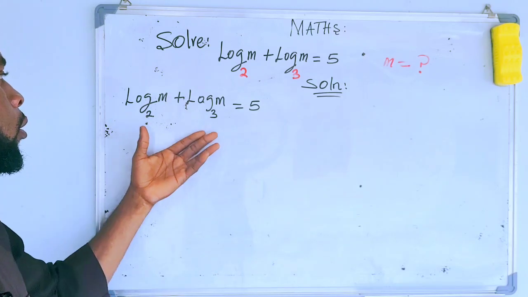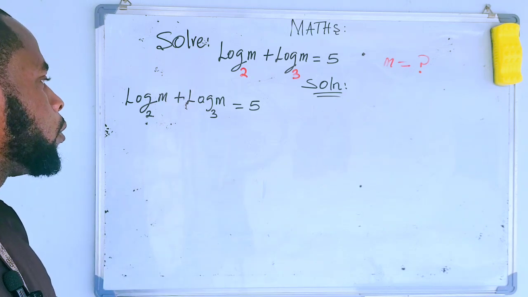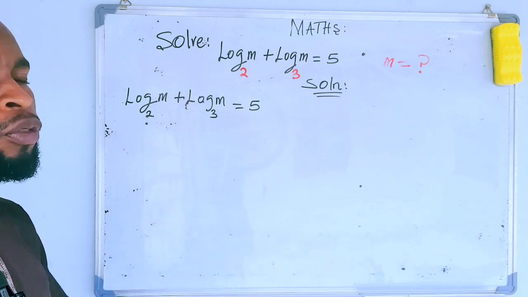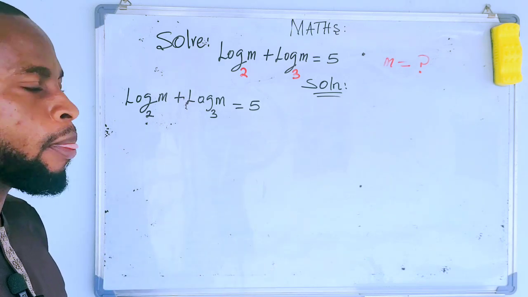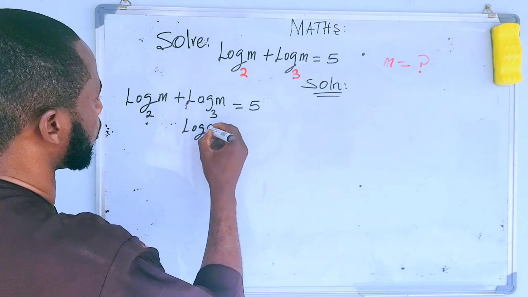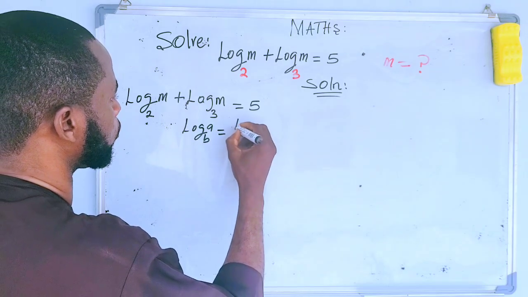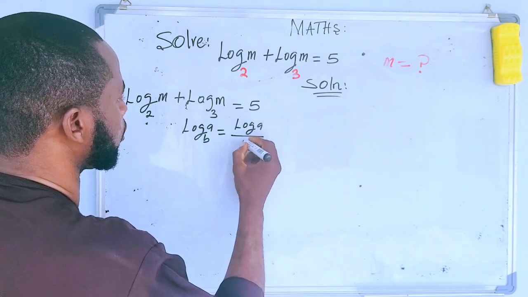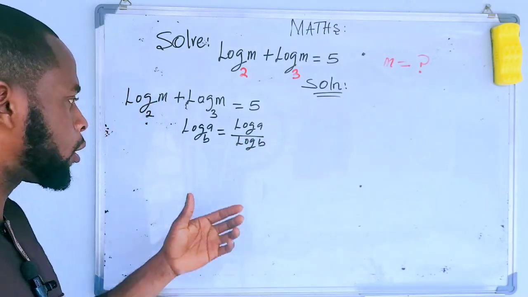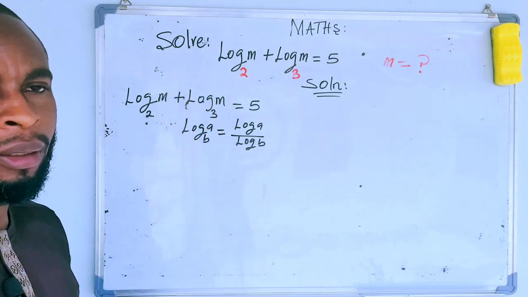Since this equation is expressed with different bases, the first step we need to consider is to convert it to the same base. Recall that log a base b is equivalent to log a divided by log b. This is the change of base. Now we are going to apply this principle right here.